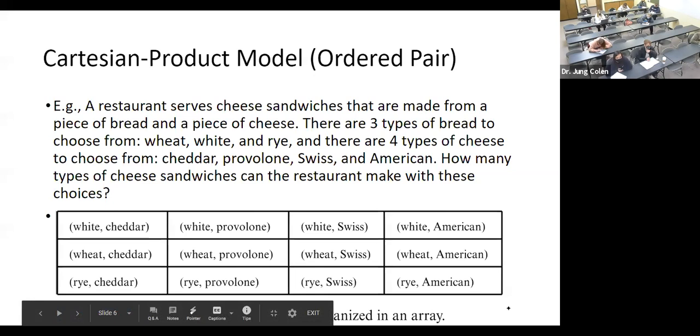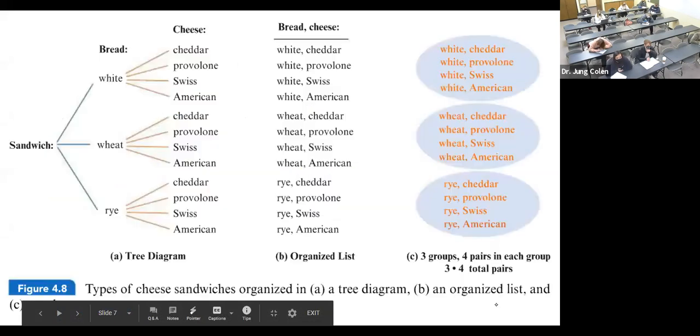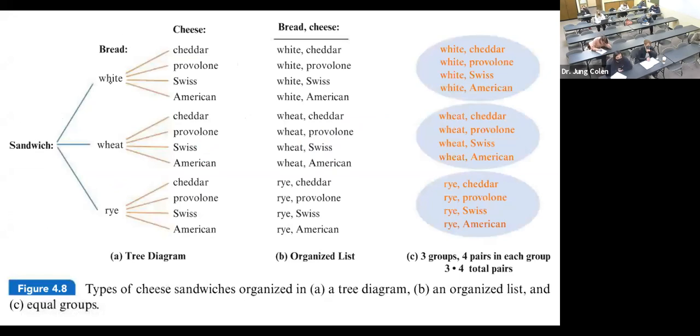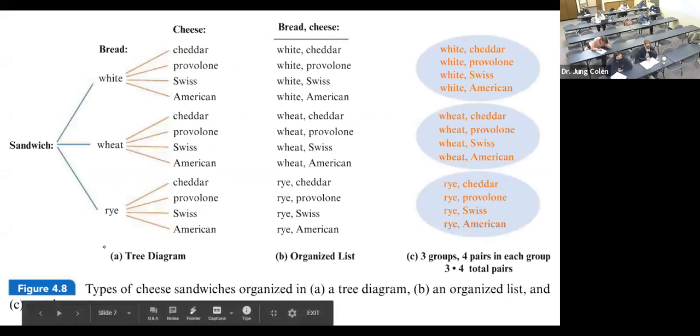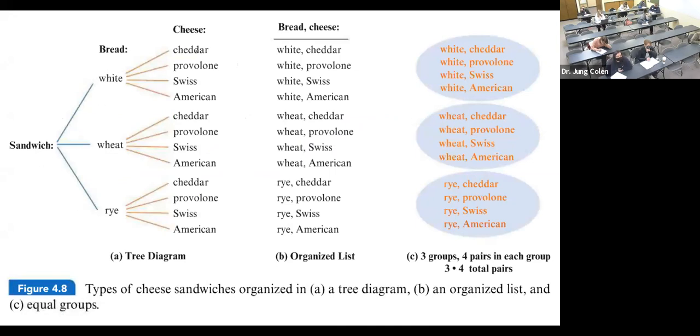Another way is called a tree diagram. I believe you are familiar with this one as well. So to make sandwiches, you can think about bread. We have white, wheat, and rye. So you can make 3 branches there. In this tree, you have 3 big branches. For white bread, you can choose 4 different types of cheese. For wheat as well, 4 different types of cheese. For rye, you have 4 different types of cheese as well.